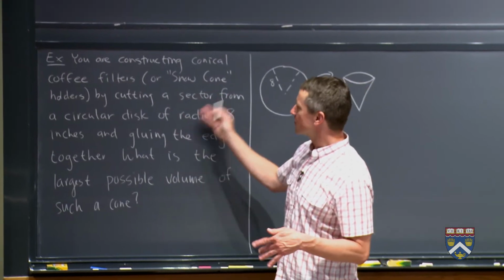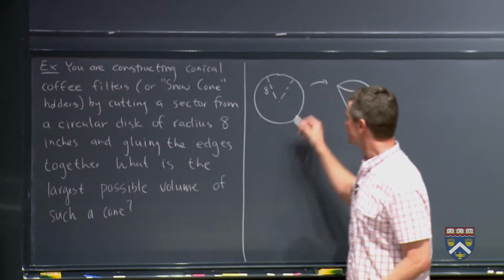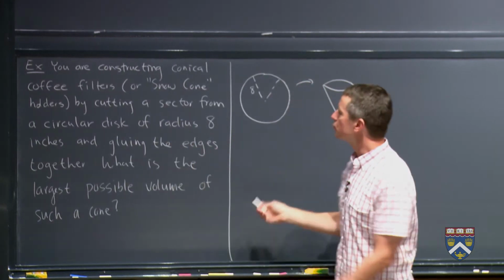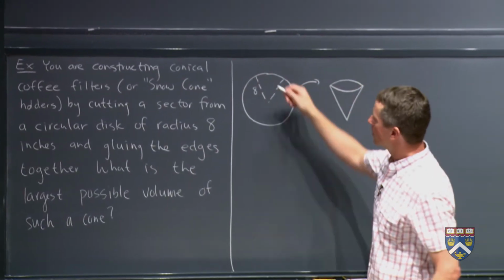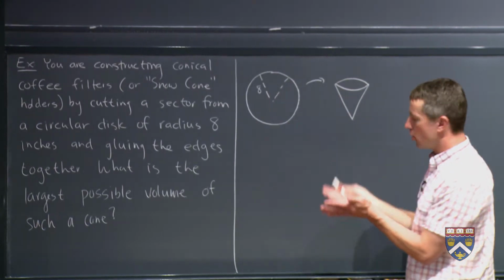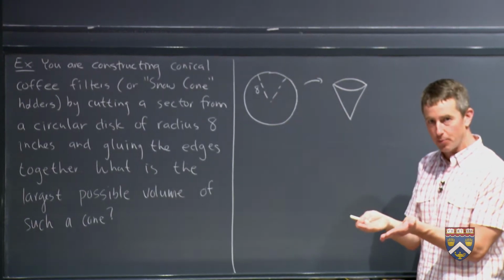You're going to cut a sector from a circular disc of radius 8. So it's like this circle. You're going to cut out a sector here, and then you're going to glue those new edges together. So you can imagine if I cut out a very, very narrow sector here, I would get a cone that has very little height but is very broad.